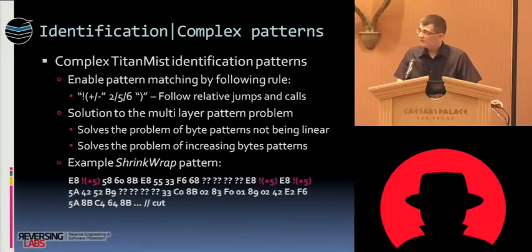So if we have an E8 byte, which is followed by 4 bytes, of course, because that's a call, and it's in the plus direction, we can just follow that and continue pattern matching from the first byte inside the call. And as you can see, there are some other calls inside the pattern as well that we just follow. So this also solves the problem of byte patterns not being linear, and the problem of having way too big byte patterns. If we were just to have a byte pattern that takes into account all the bytes in between this and the call where it starts, we would have way too big of a pattern.